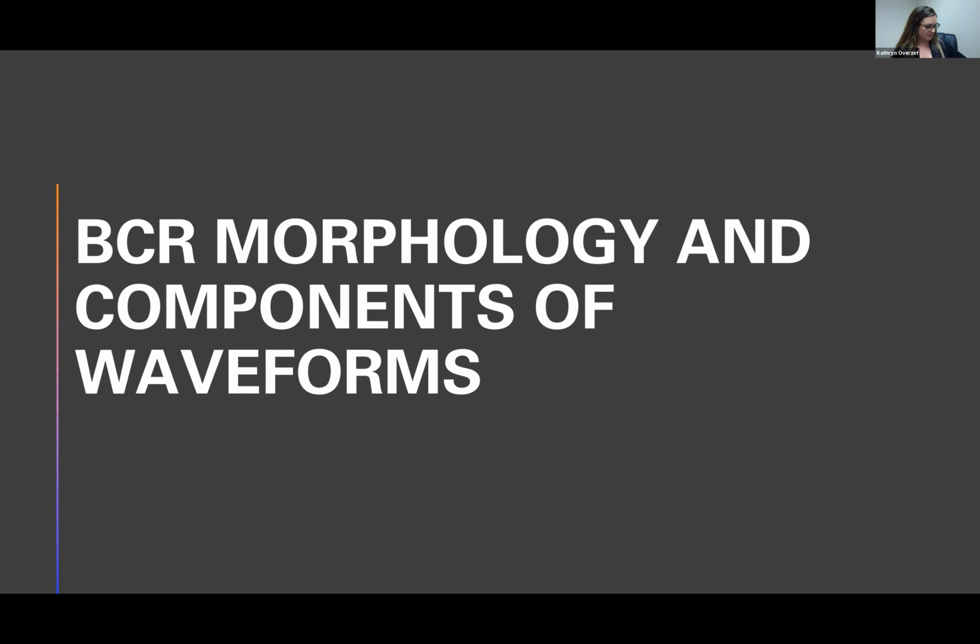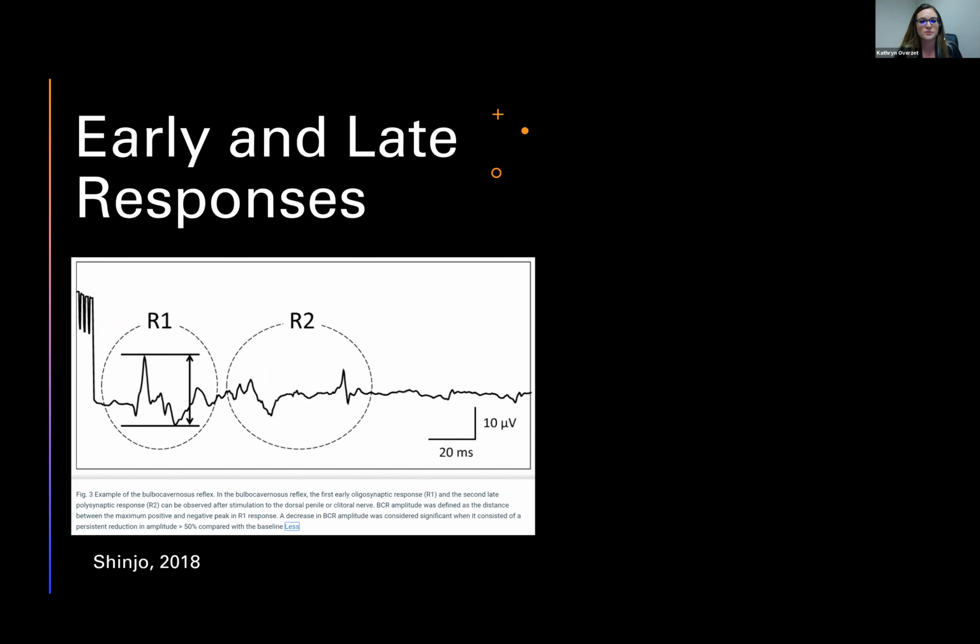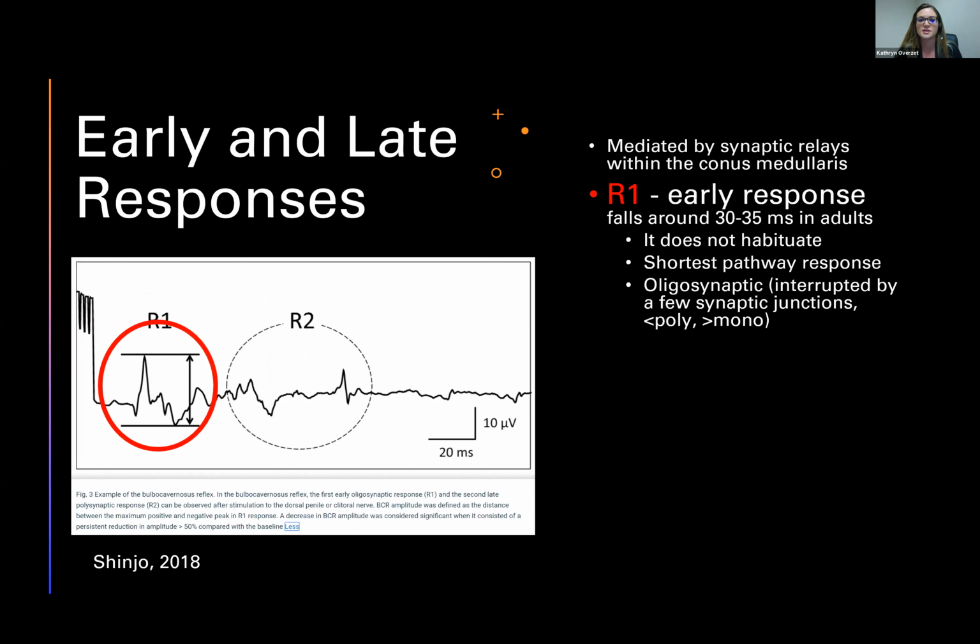Let's go through really quick the morphology and components of the waveform. As was already mentioned, there's both an early and a late response on these. The R1 response is going to fall usually somewhere around 30 to 35 milliseconds in adults. However, that last slide I showed you, that patient's early response came in, I think, closer to 80 or 90 milliseconds. The R1 response does not habituate, so constant stimulation is not going to decrease the size of this response.